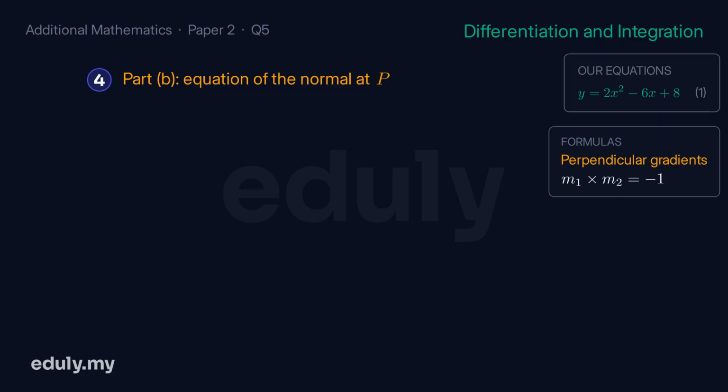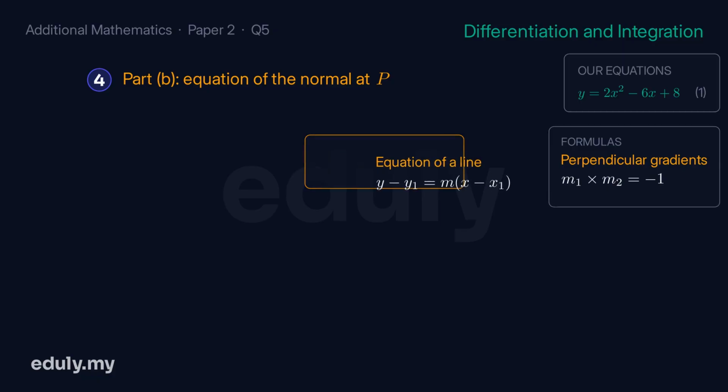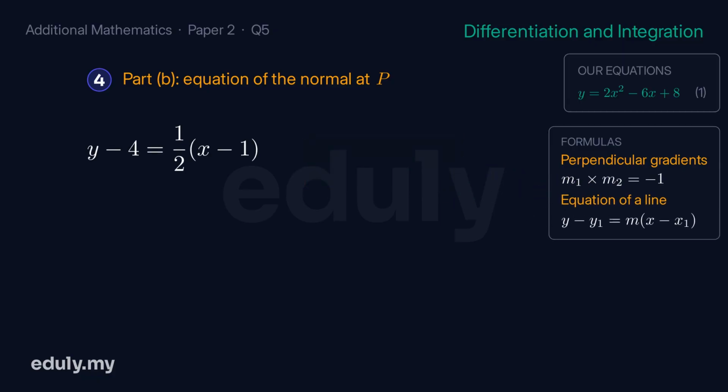Step 4. Build the equation of the normal, a line through P with gradient 1/2. We use the straight line form through a known point. With the point P and gradient 1/2, we get this. Expanding and tidying, the normal is y equals 1/2 x plus 7 over 2.